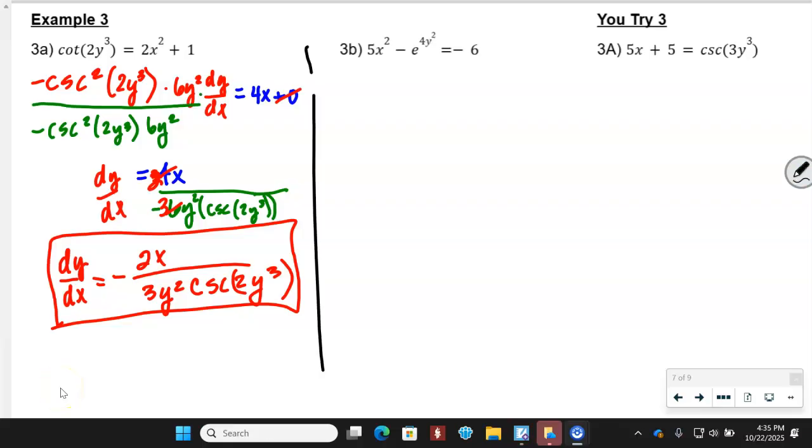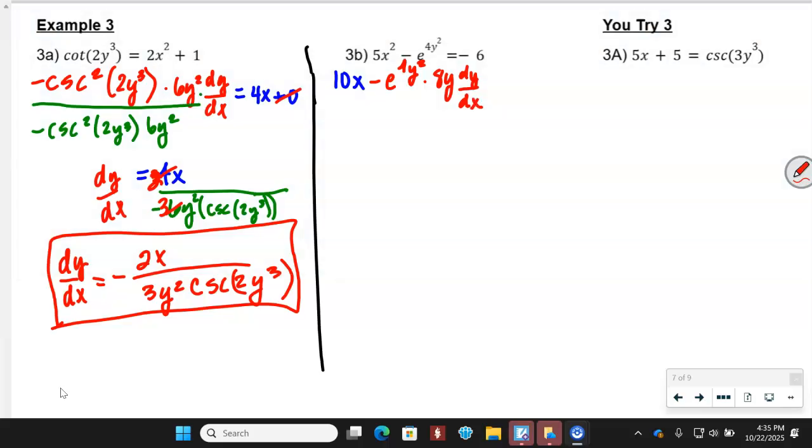So our next problem, draw a line down here, okay? Again, if we take the derivative of the 5x squared, that's going to be 10x. And then this next one has a y in it, so I'm going to do it in red. So that's going to be e. Remember, e to anything is itself, right? e to the 4y to the second. Now we're going to multiply that times the derivative of the 4y to the second. So that's going to be 8y. And again, this is going to be dy dx, because that's just a y. And then over here on the right, the derivative of negative 6 is just 0, right?